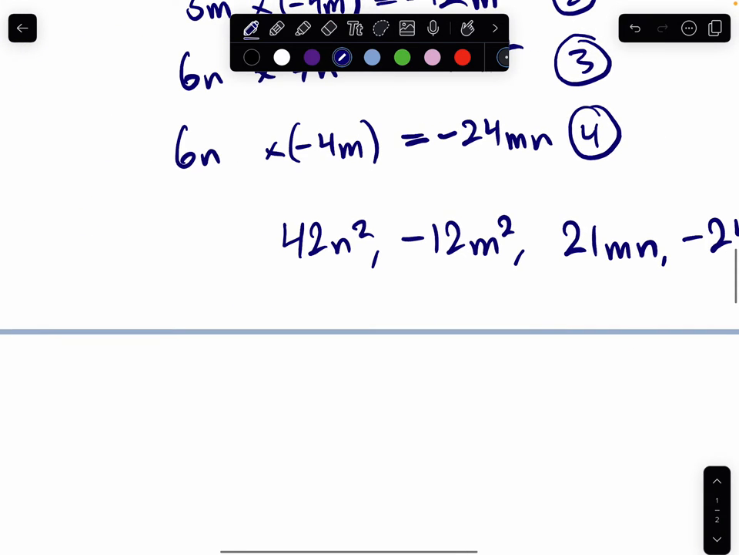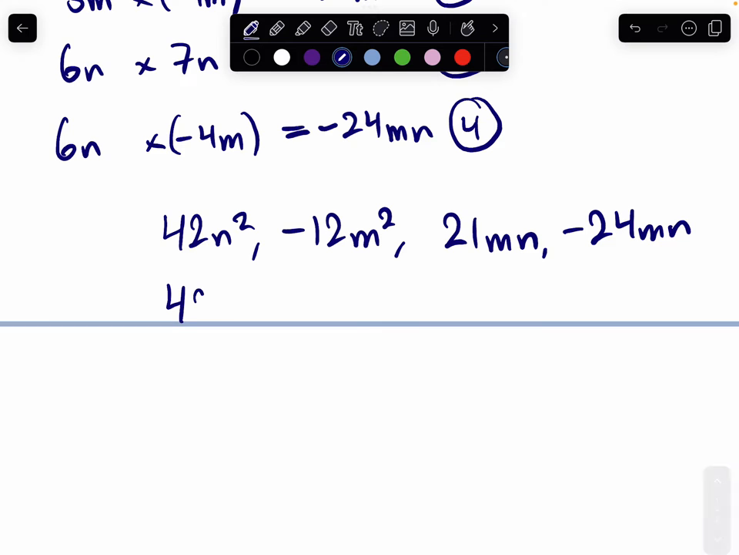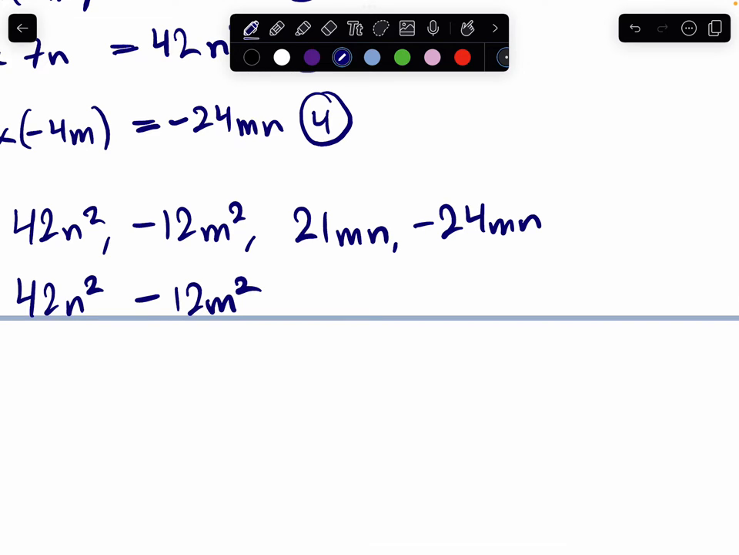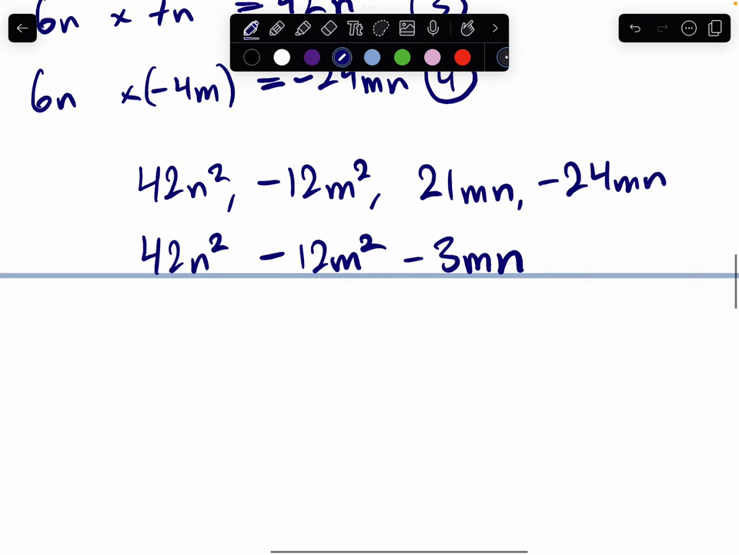So we've got our pears, 42n squared, minus 12m squared. And then now we have our apples, and we can combine them. So we get minus 3mn. And that's our final answer.